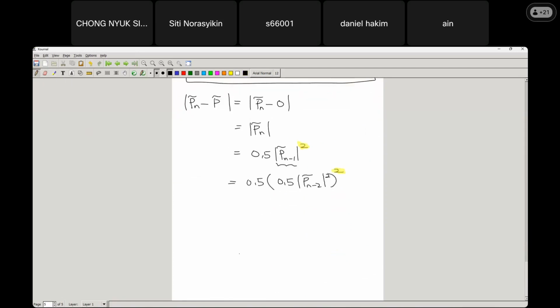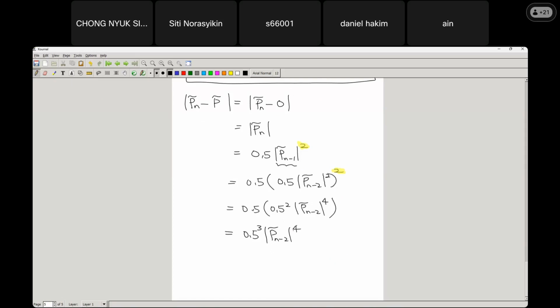Okay, so what you're gonna do, we simplify this one first. So you actually get, I want to get the square. So I have 0.5 times, actually this is 0.5 square times Pn minus 2 tilde. I have square and then I square again, so I will get power 4. Okay, so after that, I simplify again. So 0.5 times 0.5 square, I have 0.5 power of 3 and times with Pn minus 2 tilde power of 4.